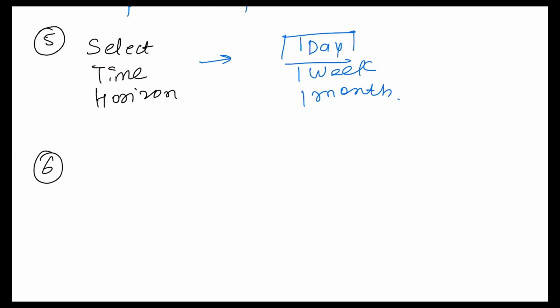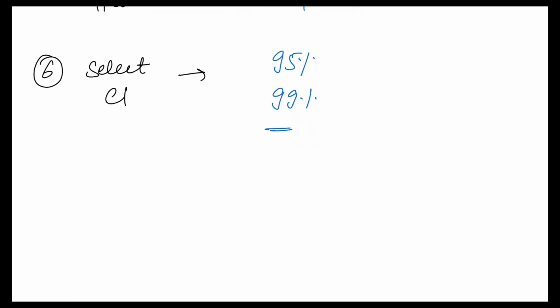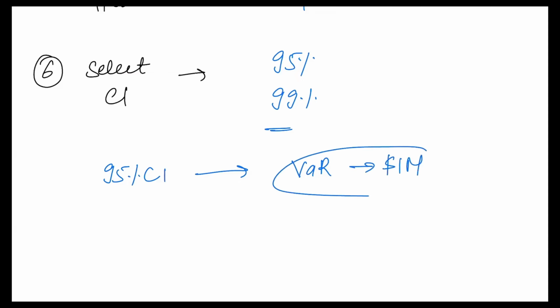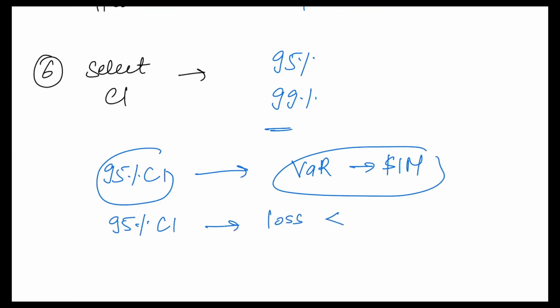So the next step is to select your confidence interval. Why do we select it? Some of the common choices are 95% and 99%, right? In my last video, I explained what a 95% confidence interval signifies. Let's assume our value at risk is $1 million. This signifies that I'm 95% confident that my loss will be less than $1 million.